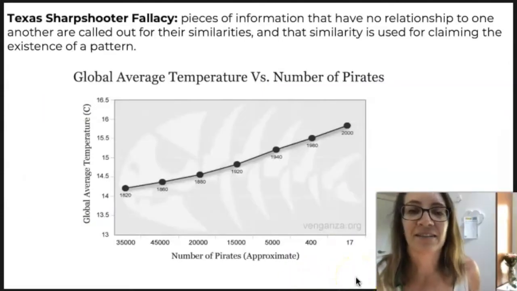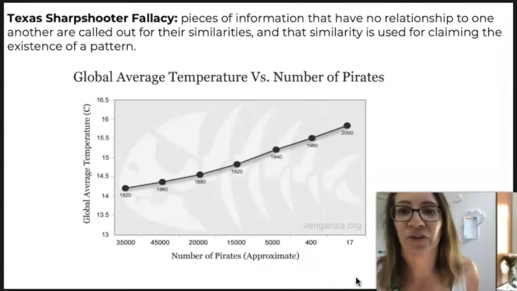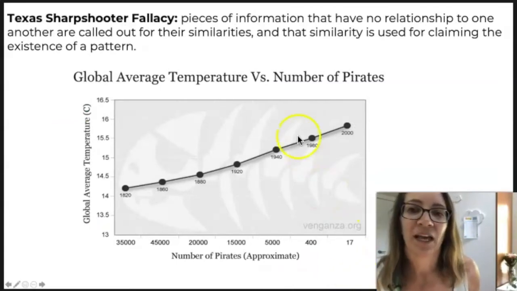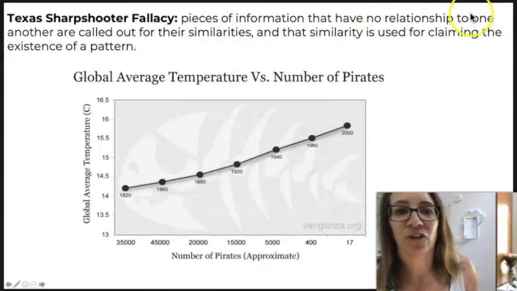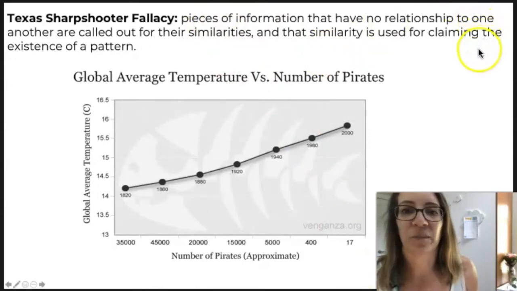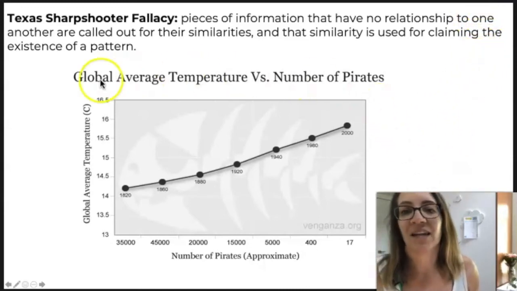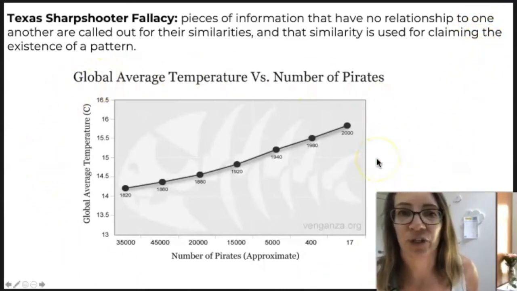Another bias that allows us to think fast is called the Texas sharpshooter fallacy, and I kind of like this one. It says pieces of information that have no relationship to one another are called out for their similarities, and that similarity is used for claiming the existence of a pattern. And this plot is actually kind of a joke plot. It's not a real plot, although the data are real.